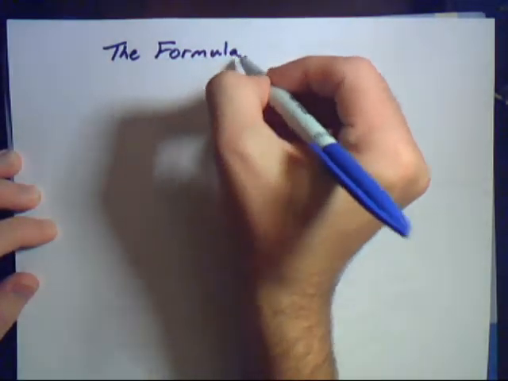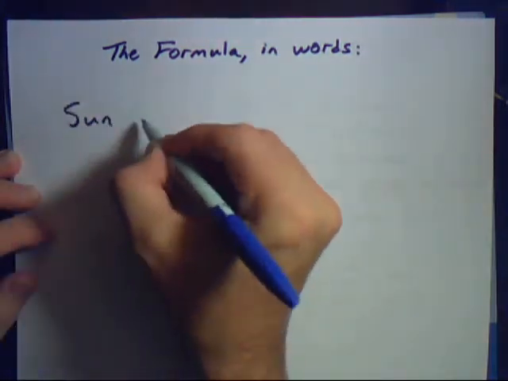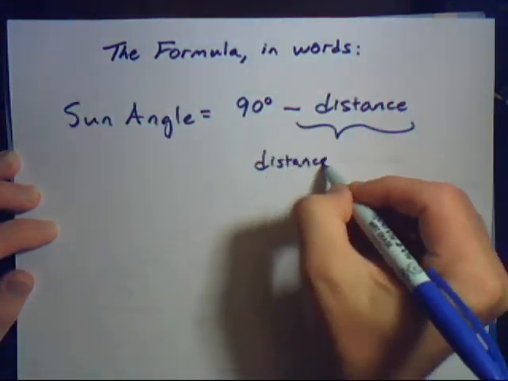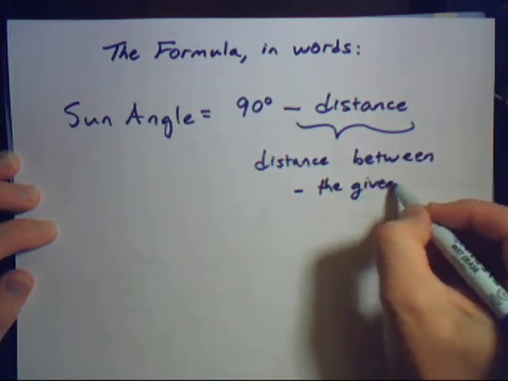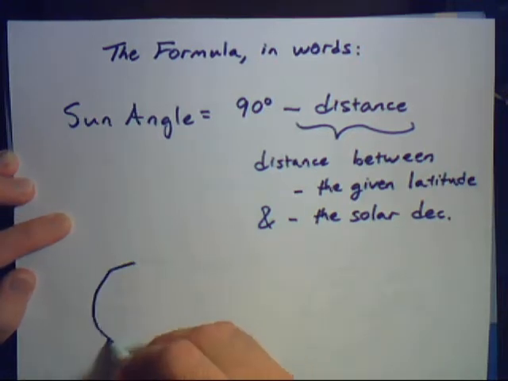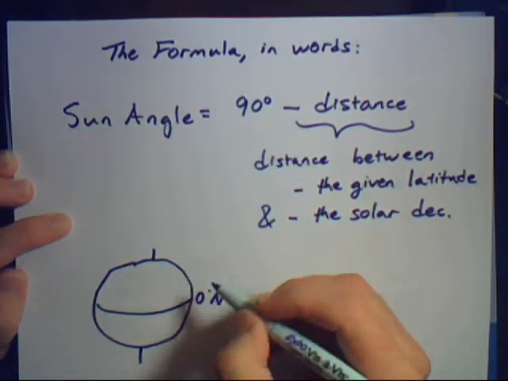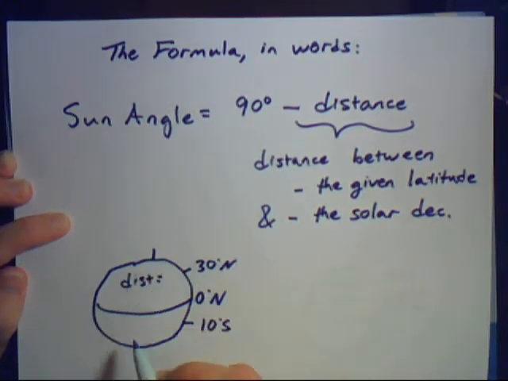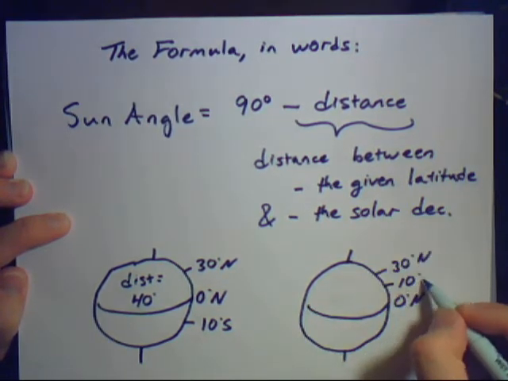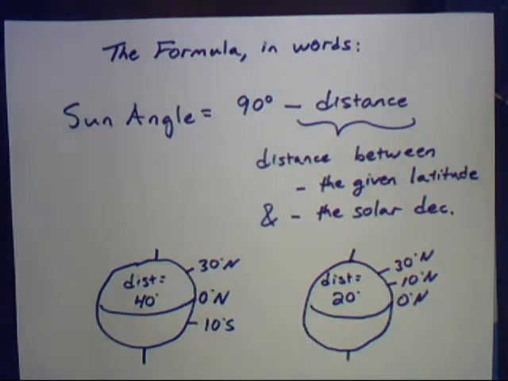If I were trying to give you the formula for sun angles just in words, I would say that the sun angle is equal to 90 degrees minus a distance. And that distance has to be the distance between the latitude that you're given in the problem and the solar declination, which you got off of an analemma. So why do we say distance instead of saying add this one or subtract this one? It has to do with you have to be careful about which hemisphere you're in for your two locations.